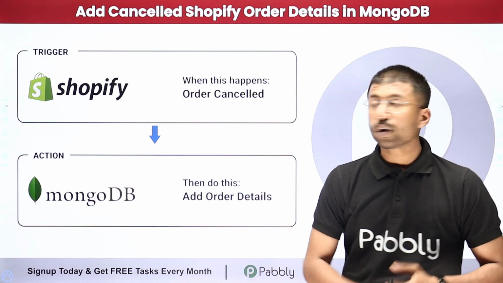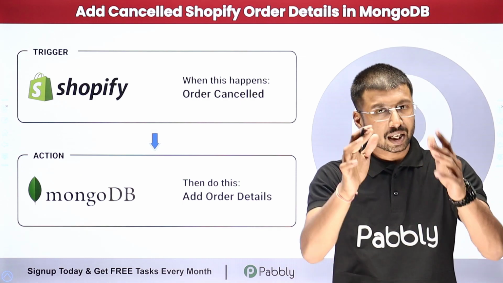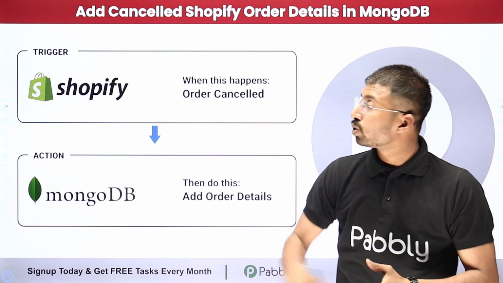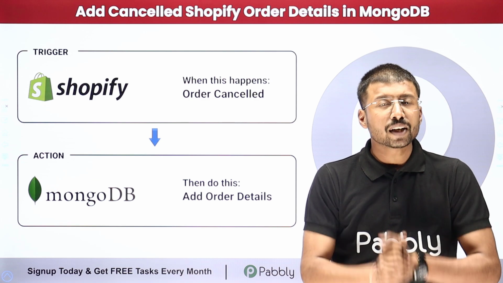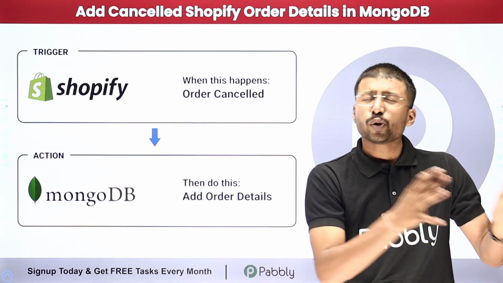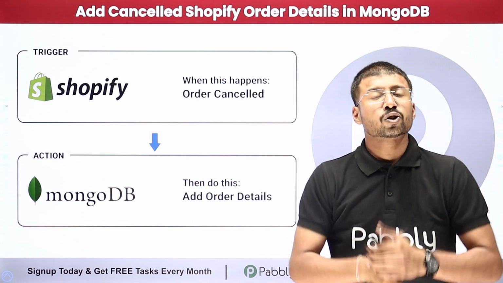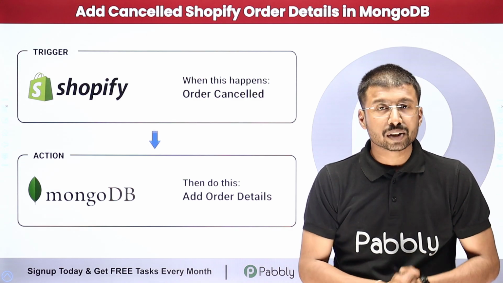So in this video, we are going to learn how to add cancelled Shopify order details in MongoDB. Let's say you have created your e-commerce store using Shopify and you want that whenever a customer or you cancel any order on your Shopify store, you want to add the details of the same cancelled order in your MongoDB database. So let me tell you, you can completely automate this process.